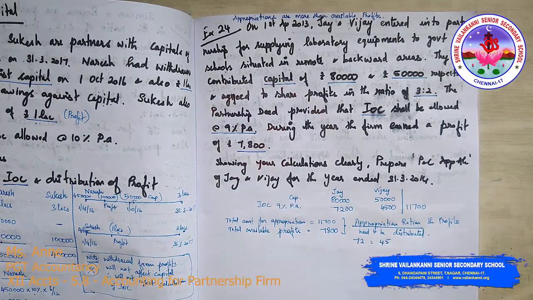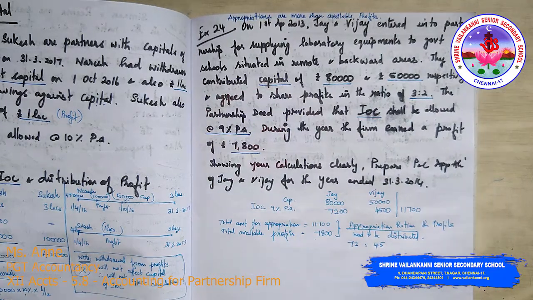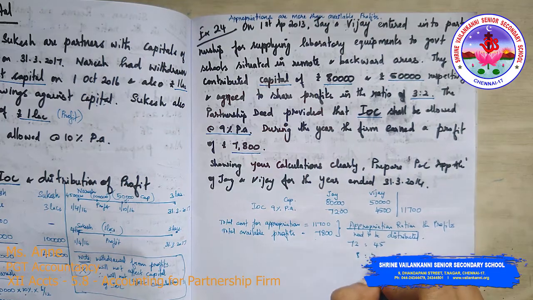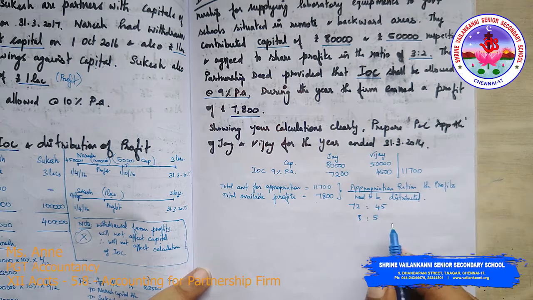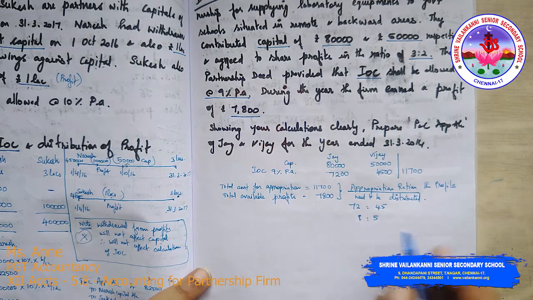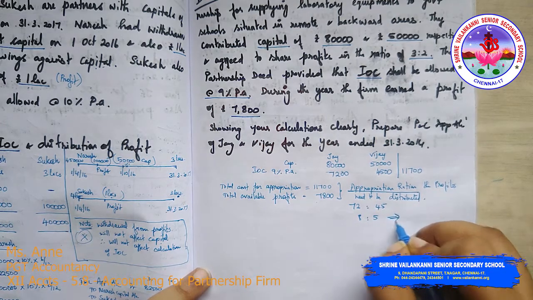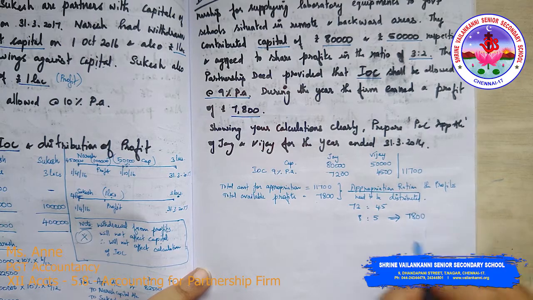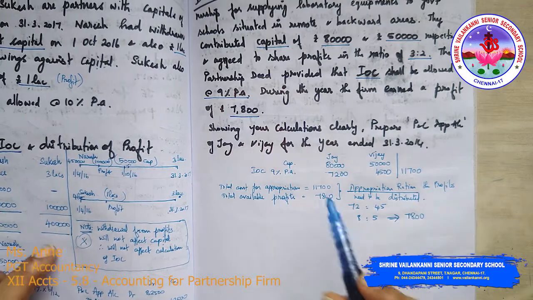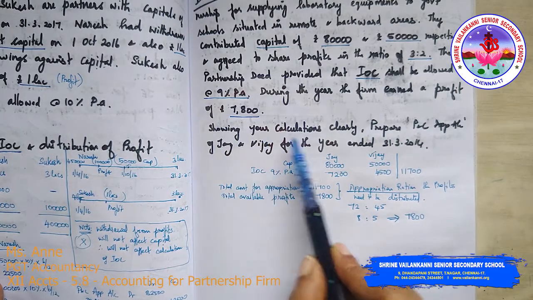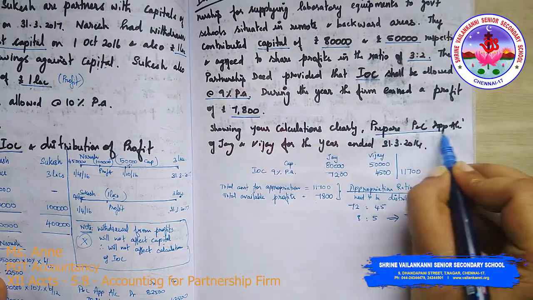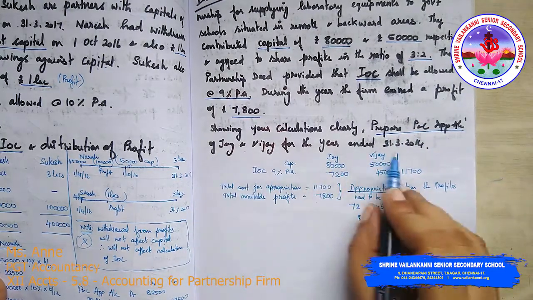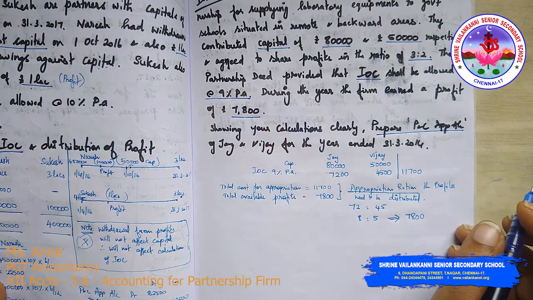72:45. Am I right? Or 8:5. Okay, so if we do 8:5, now this ratio is what you have to segregate? The profit. 7,800 needs to be segregated among the partners. So what is the sum asking? They are asking, showing your calculations clearly, prepare P&L appropriation account of J and Vijay for the year ended 31/3/2014.